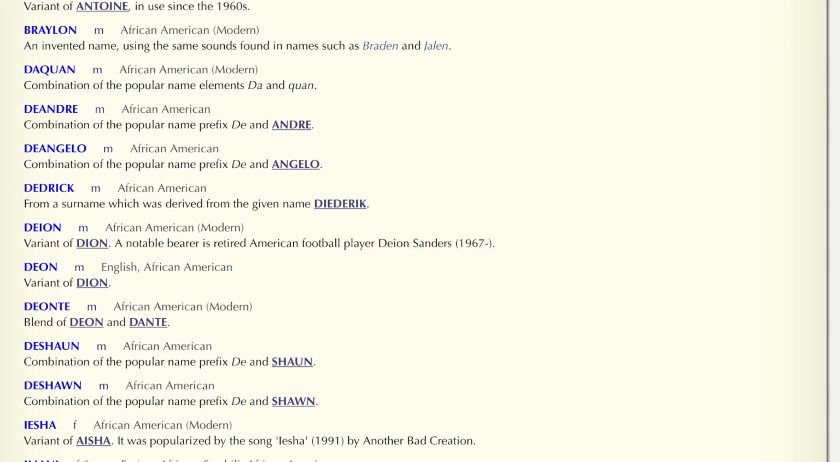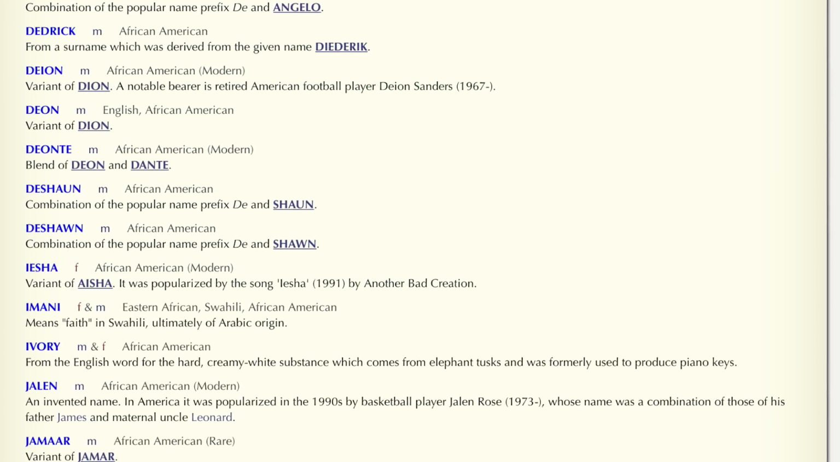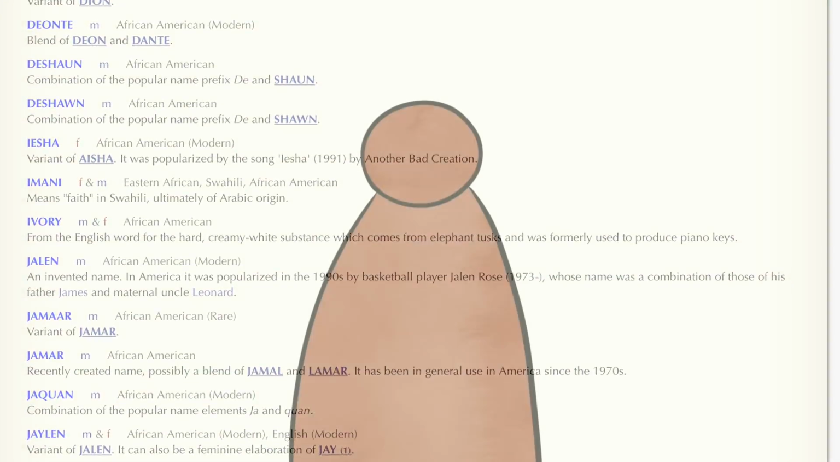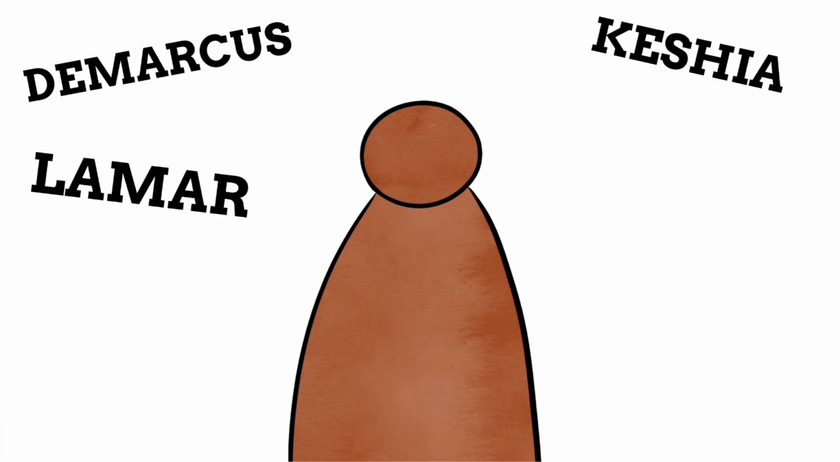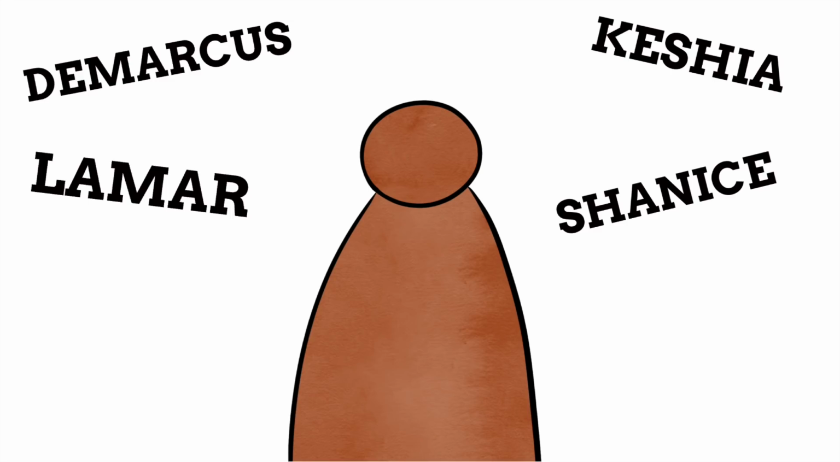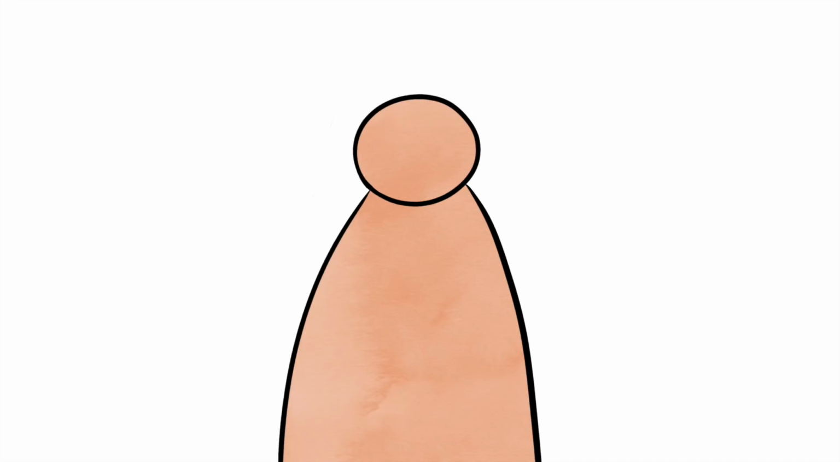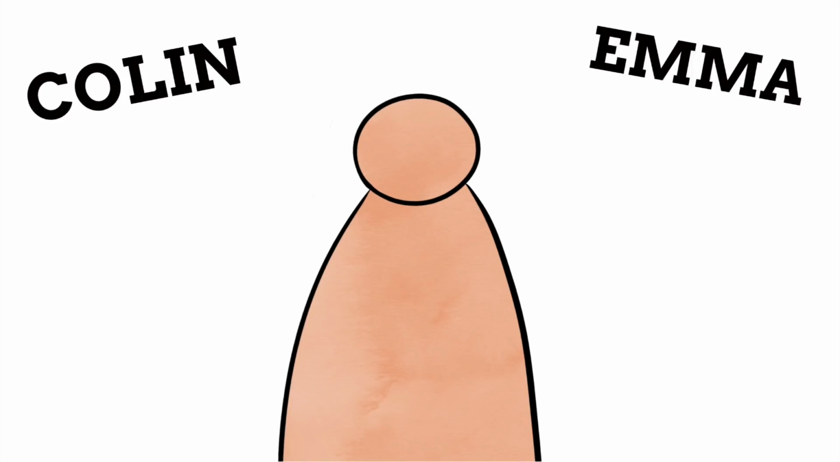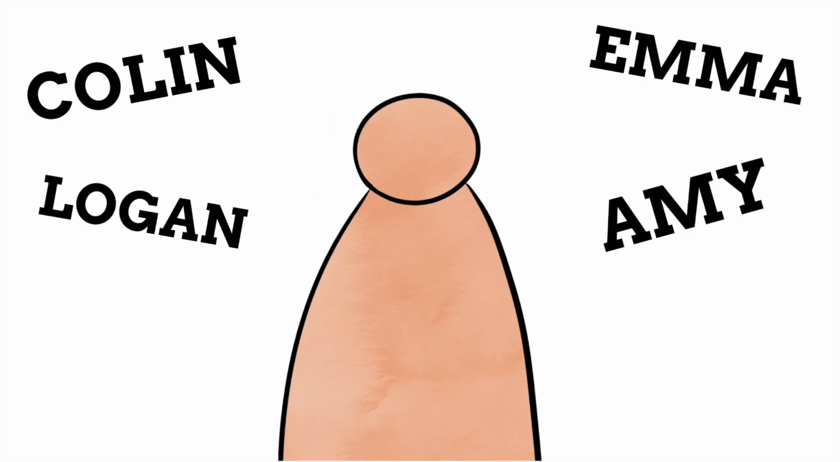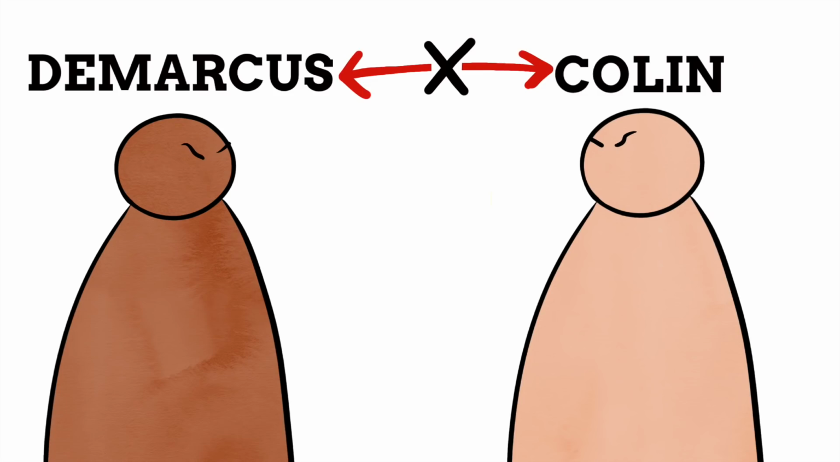But what exactly do I mean by African American names? Well, take a look at any list of African American names and hopefully that will shed some light on exactly what I mean. Names like DeMarcus, Keisha, Lamar, Shanice, just to name a tiny amount. Compare this list to popular white names and we have things like Colin, Emma, Logan, Amy, once again just to name a few. It's easy to see the difference in these names.